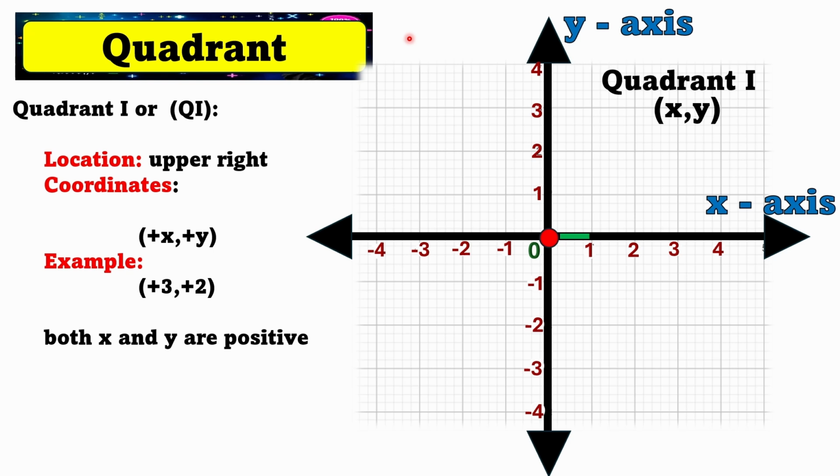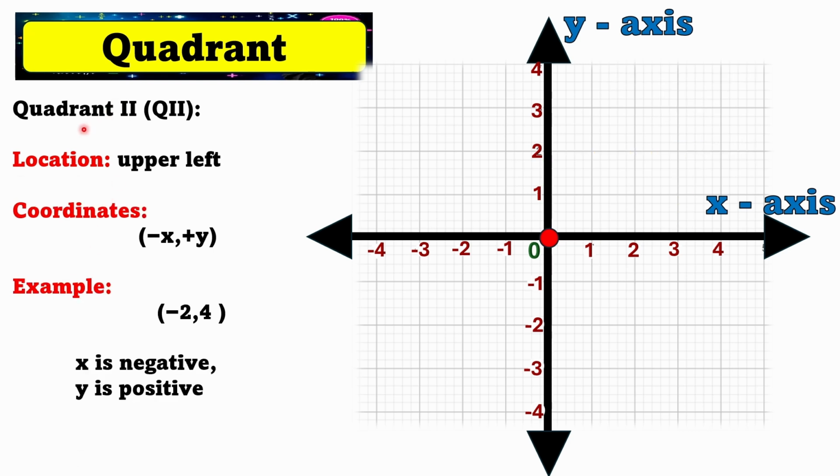So here's the step. We start at the origin, which is 0, 0, the point where the x-axis and y-axis meet. Move along the x-axis since x is 3, so we move 3 units to the right. 1, 2, and 3. Move along the y-axis since y is positive 2. We go 2 units up. So we have 1 and 2. And then mark the point, and that is positive 3, positive 2.